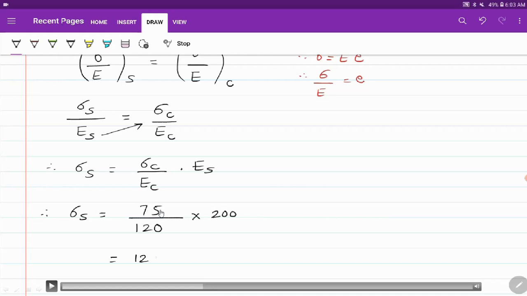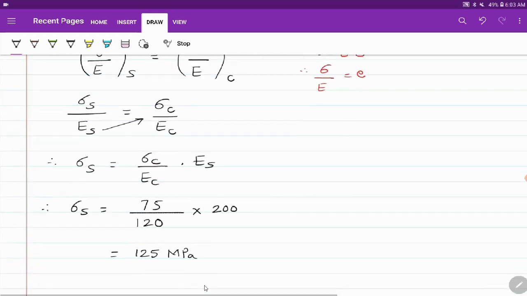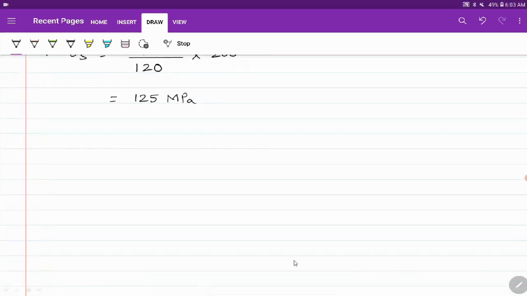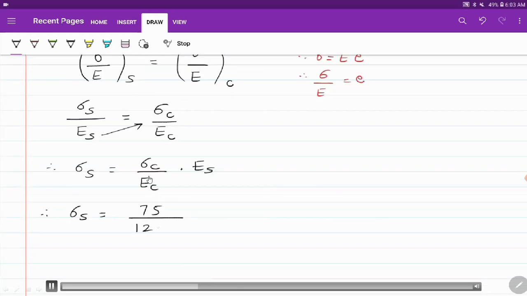But this is in MPa, and these two terms are in GPa. You can convert them to MPa by multiplying by 10 raised to 3. So here also you can multiply by 10 raised to 3, here also. That has got cancelled, so we have written only 200 upon 120. So the value of sigma s comes out to be 125 MPa. Here we know the value of stress in copper and therefore we are getting directly the value of sigma s. Otherwise we could have got the value of sigma s in terms of sigma c.